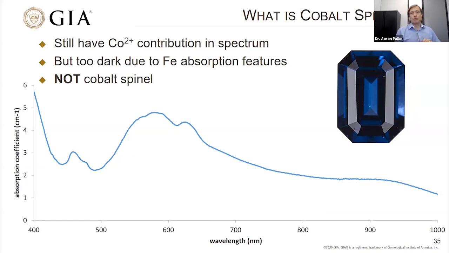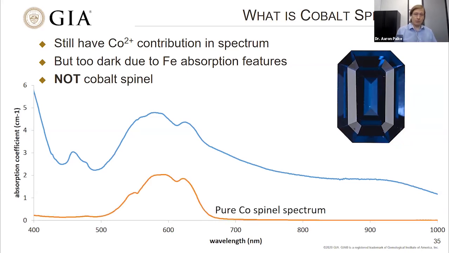However, here's another example. This is another spinel which is not actually qualified as a cobalt spinel because it has too dark of a color. It doesn't fall in that range of classic cobalt blue color. And so we would say this one is not a cobalt spinel. But if we look at its spectrum, we can actually see there's quite a bit of contribution from cobalt to this spectrum. And this is where I'm leading into the next set of techniques.